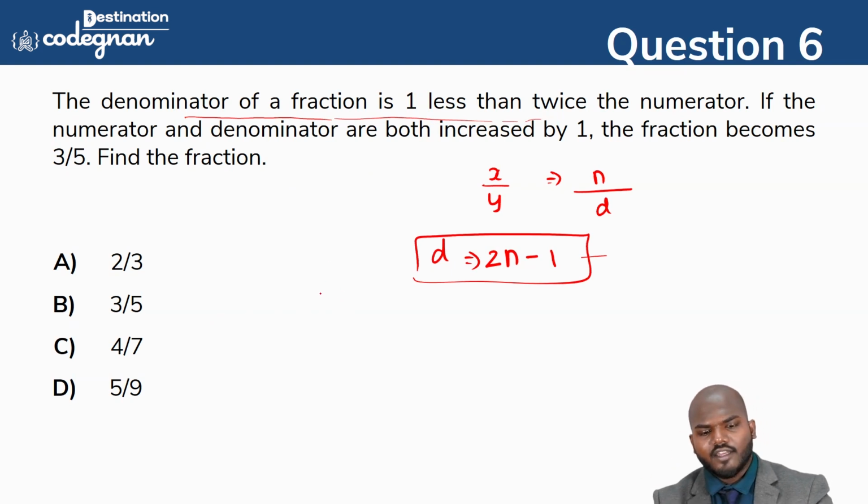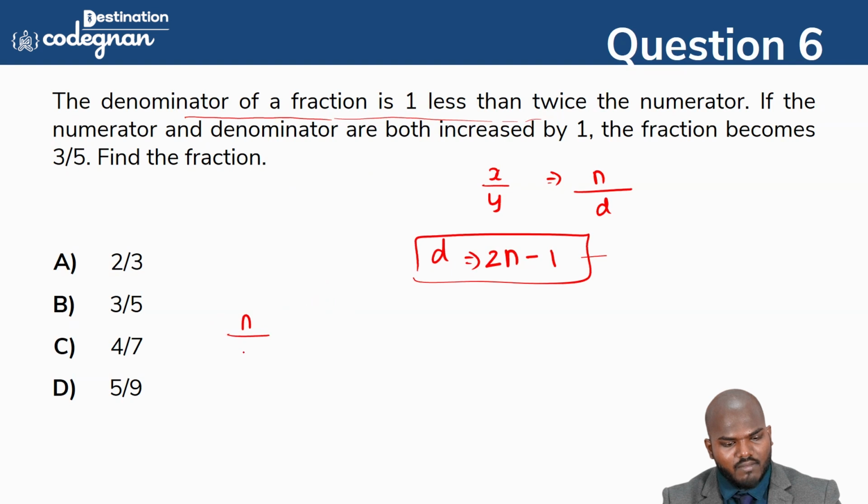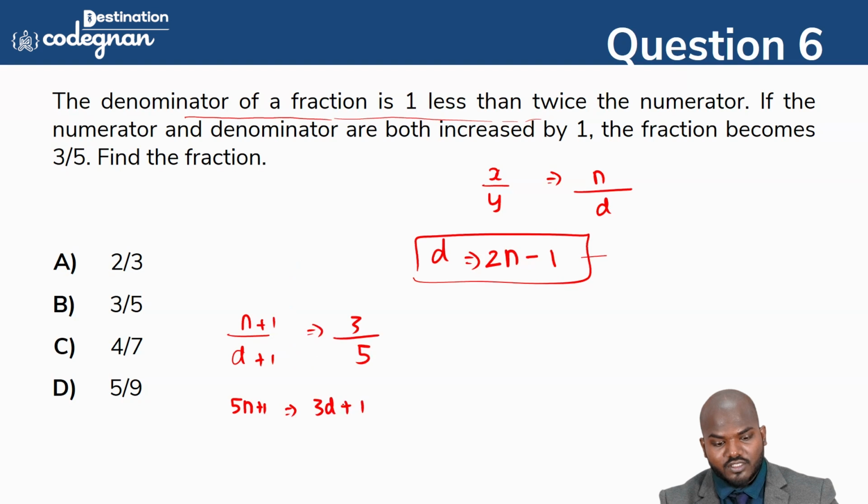Okay. If the numerator and the denominator, both of them are increased by 1, the fraction will become what? That is 3 by 5 it will become. So you have n by d, the numerator over denominator, right? If both of them are increased by 1, then the fraction will become 3 over 5. Okay. So if you take it up in cross multiplication, it will become 5n plus 5. This will become 3d plus 1, sorry, 3d plus 3 in this one. Once you resolve this one, guys, it will be 5n plus 5. Okay. So this side you have the 3d, right?